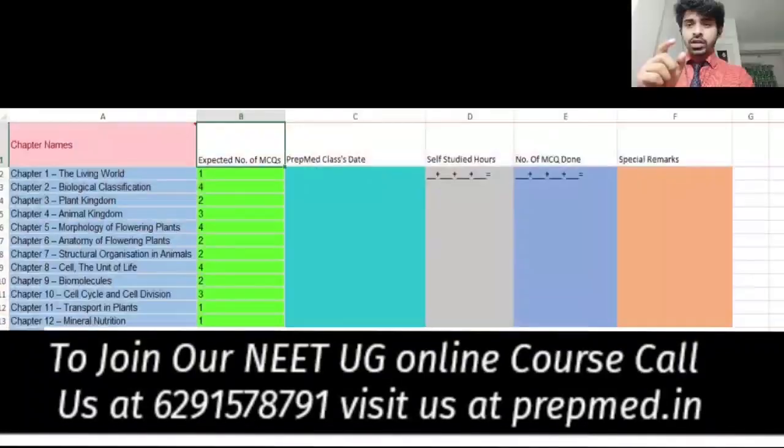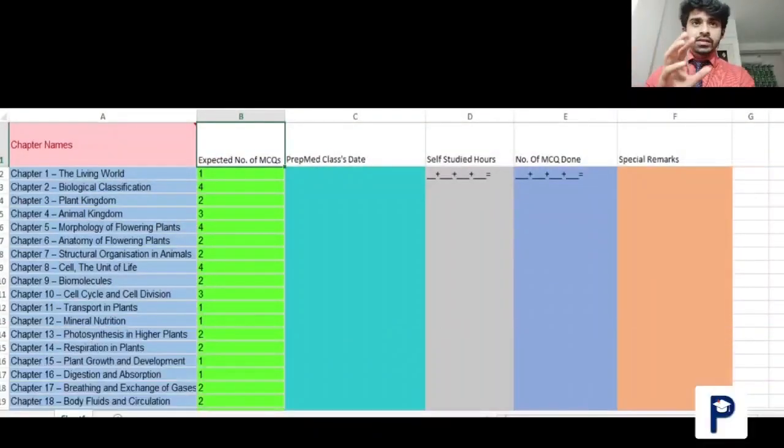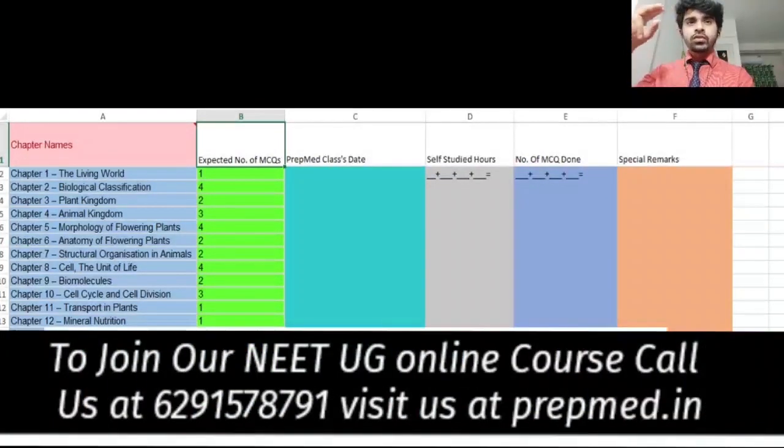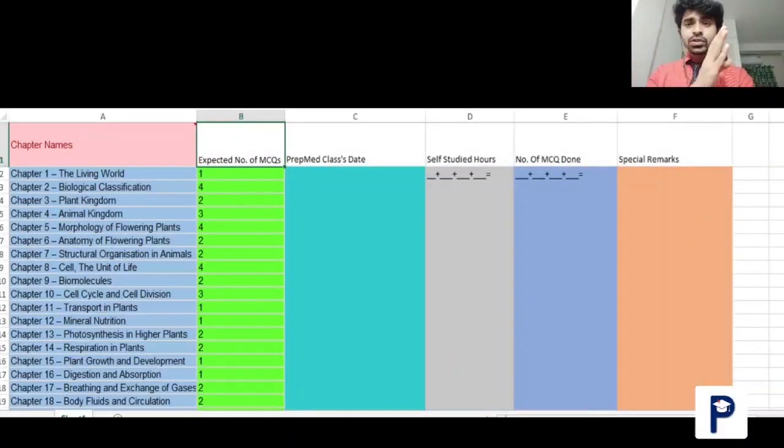First open it, okay, then you will find that in that Excel sheet, first the chapter names are written on the leftmost side. You can find chapter 1 living world, chapter 2 biological classification, chapter 3 plant kingdom, chapter 4 animal kingdom. These are there. Okay, this is the leftmost column.